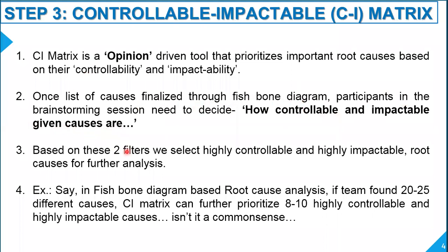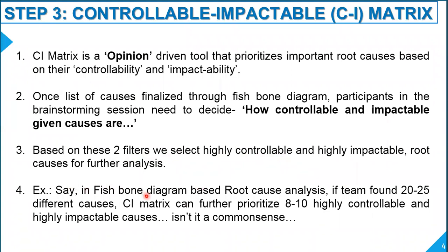Why? Because we cannot work on all those probable causes. We discussed it before. So we have to come up with some filter. Based on these two filters of controllability and impactability, we select highly controllable and highly impactable root causes for further analysis. I mentioned that this is the first step of prioritization, which is based on the opinion of the participants from the brainstorming session. Now, the next step obviously is a statistical testing based prioritization.